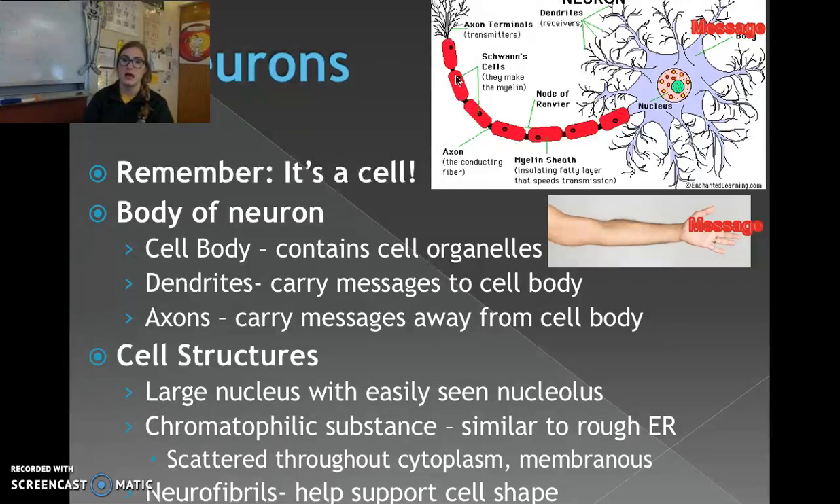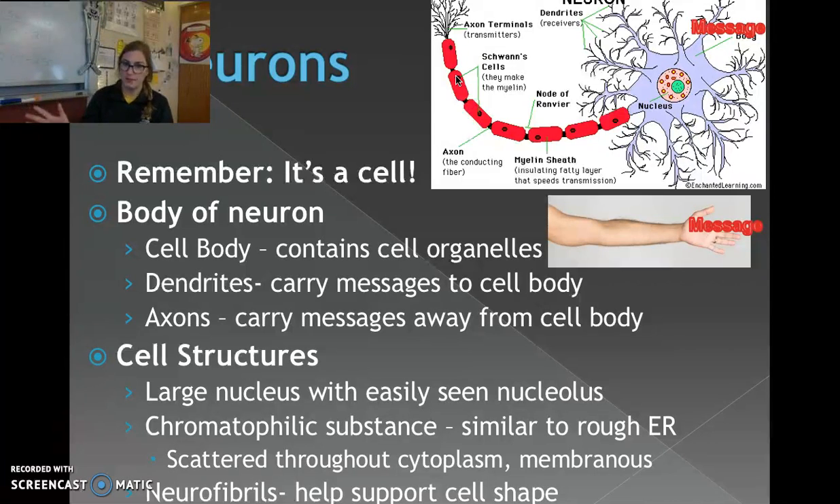Chromatophilic substances. This is going to be really similar to the rough endoplasmic reticulum with all of the ribosomes on it. It's scattered throughout the cytoplasm, it's membranous, but we're really trying to maintain the proteins in order to keep the neuron firing. And then neurofibrils, these just help the cell keep its shape because structure determines function.